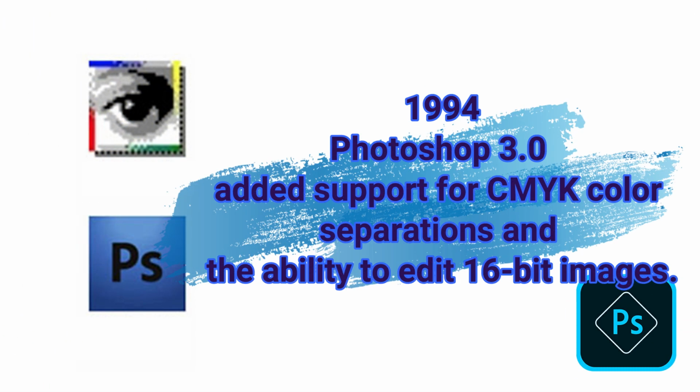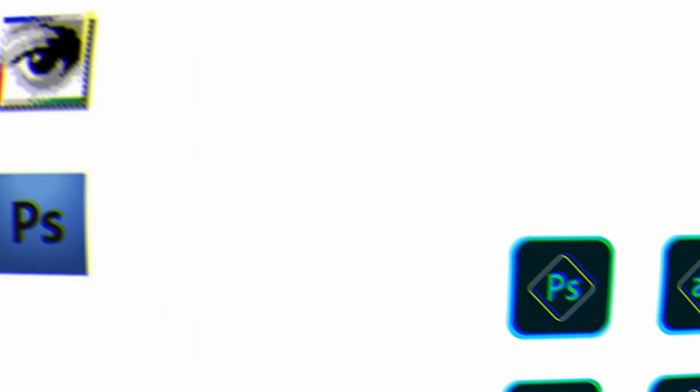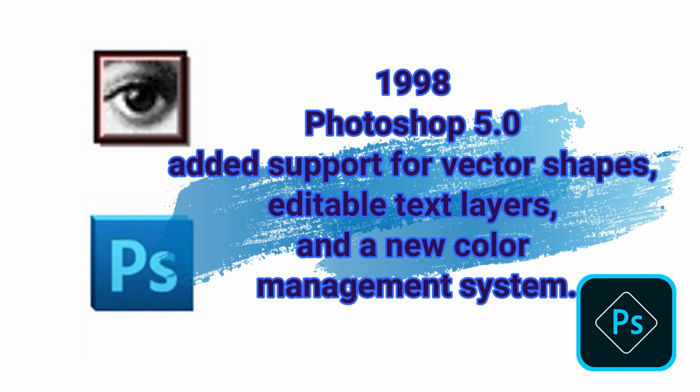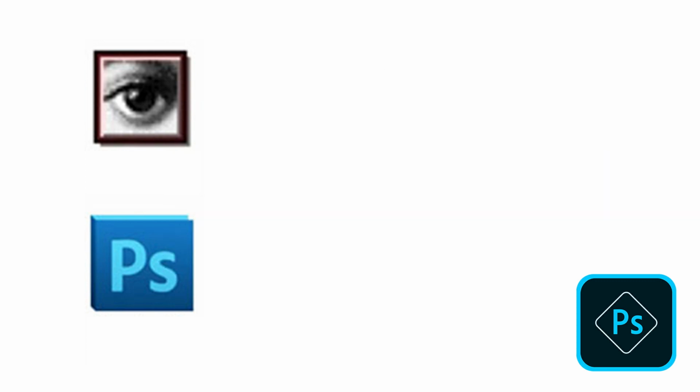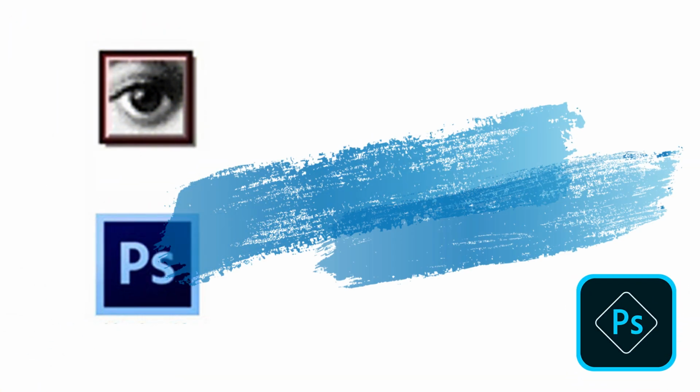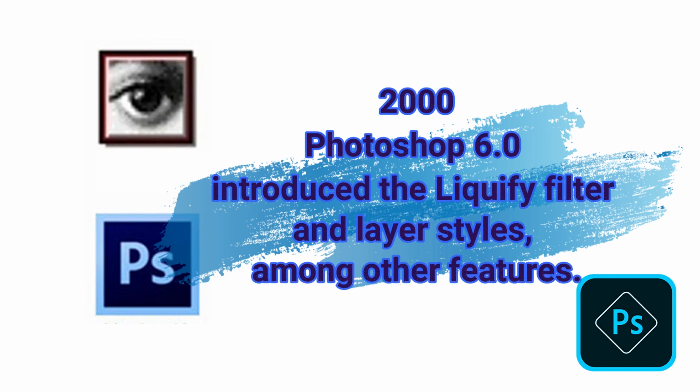Photoshop 3.0 added support for CMYK color separations and the ability to edit 16-bit images. Photoshop 5.0 added support for vector shapes, editable text layers, and a new color management system. Photoshop 6.0 introduced the liquify filter and layer styles, among other features.